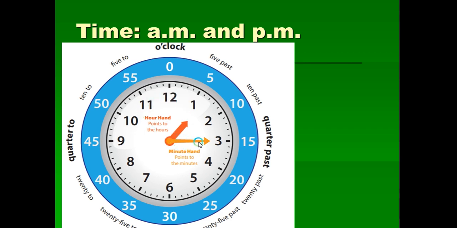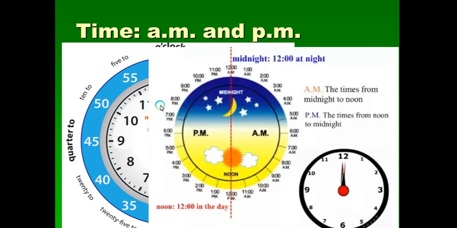Now if the long hand, the minute hand, is on 12 and the short hand, the hour hand, is on 2, the time is reading 2 o'clock. So let's go to the next one. When we're talking about AM and PM, we're talking about the time from midnight to noon, from midnight when you're sleeping at night. So the time from the 12 o'clock midnight to 12 noon is the AM.